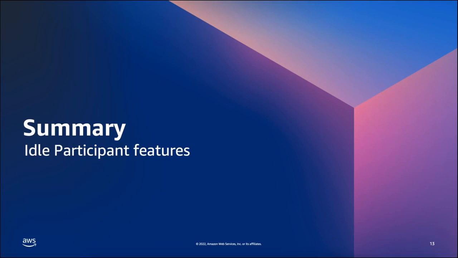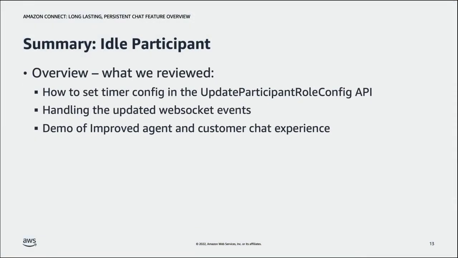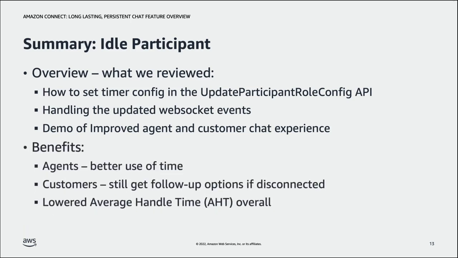So in summary then, let's talk about what we've learned today with the idle participant chat features. We looked at setting the timer config in the update participant role config API. We looked at some of those WebSocket events, and we saw the agent and customer chat experience with idle participants in action. Finally then, for benefits, using the idle participant features allows agents to make better use of their time by handling chats and letting Amazon Connect manage the idle chat lifecycles. Importantly, there's an efficiency gain for agents by reducing AHT or average handle time overall and wait times, as well as agent satisfaction scores.